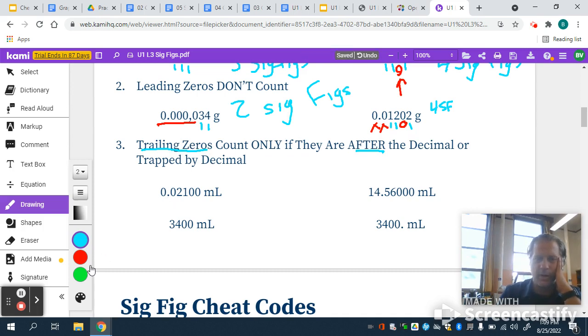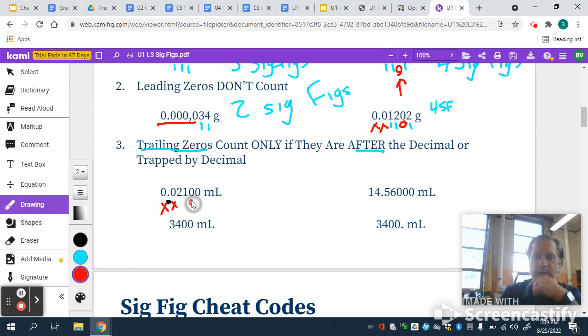So let's take a look here. So here's my decimal point right there. So zeros that come after a decimal at the end of a number are significant. But zeros at the beginning of a number, like up above, are not significant. So the 0 here, not significant. The 0 here, not significant.